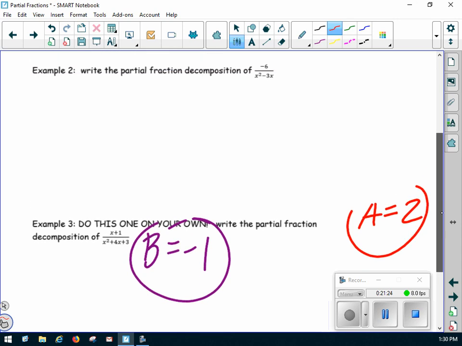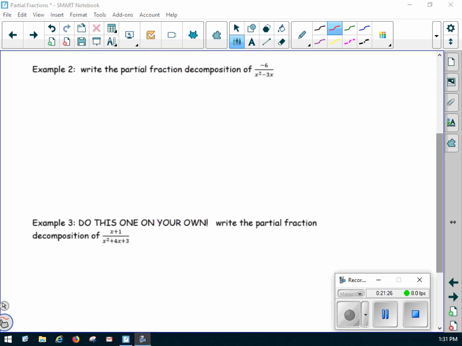140, I'm writing that down. Example 2. Let's try it again. What's the first thing we're going to do? Factor the denominator. Do it. I think I lost you on the x. I like that answer. I do too.